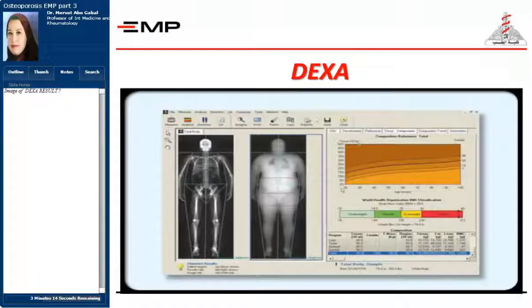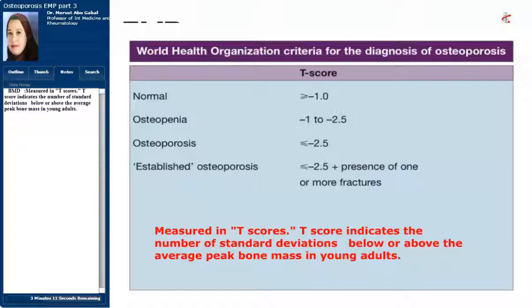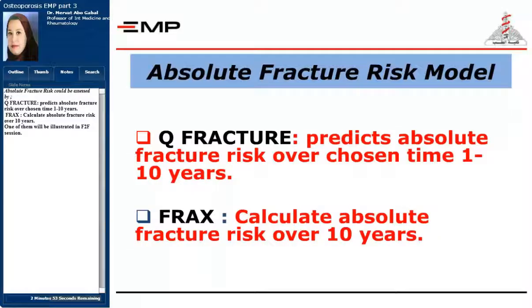This is the image of a DEXA result. The World Health Organization criteria for diagnosis of osteoporosis defined osteoporosis as a T-score less than or equal to minus 2.5. T-score indicates the number of standard deviations below or above the average peak bone mass in young adults. Absolute fracture risk could be assessed by QFracture or the FRAX tool, which calculate the 10-year fracture risk. One of them will be illustrated in the face-to-face session.